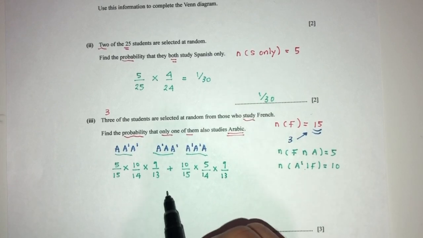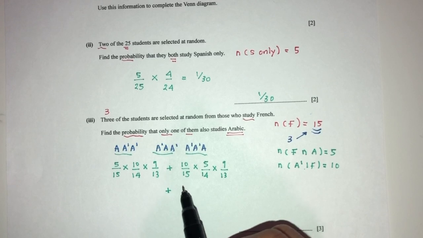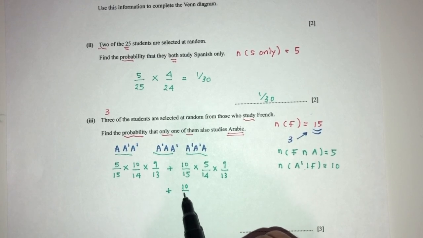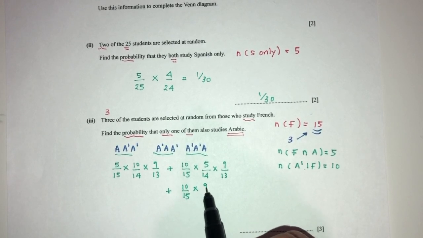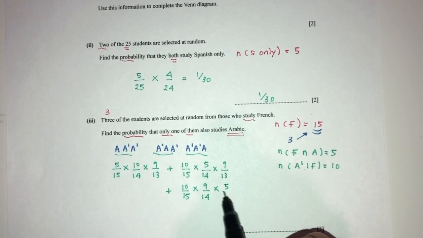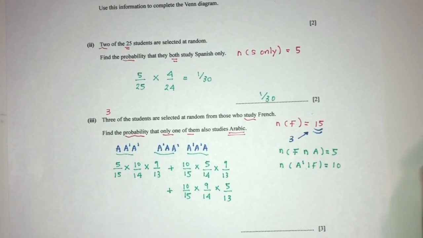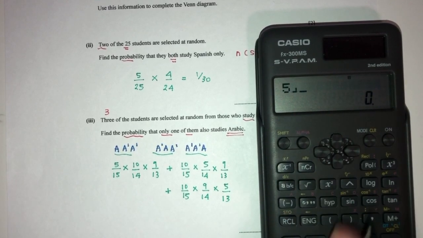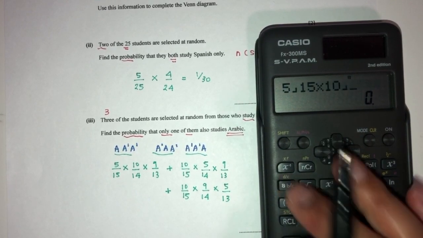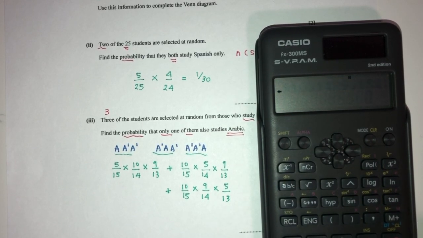And finally, here we have A prime, which is not Arabic, which is again 10 over 15. Not Arabic, 9 over 14, and then we have 5 over 13, which is Arabic. So we have these combinations for exactly one of them studying Arabic. That'll be 5 over 15 times 10 over 14 times 9 over 13, times 3. That should be 45 over 91.